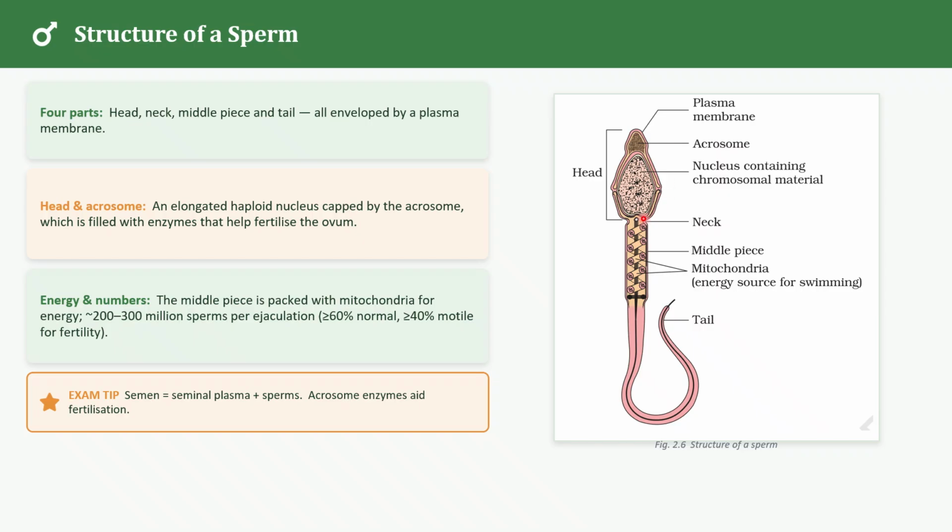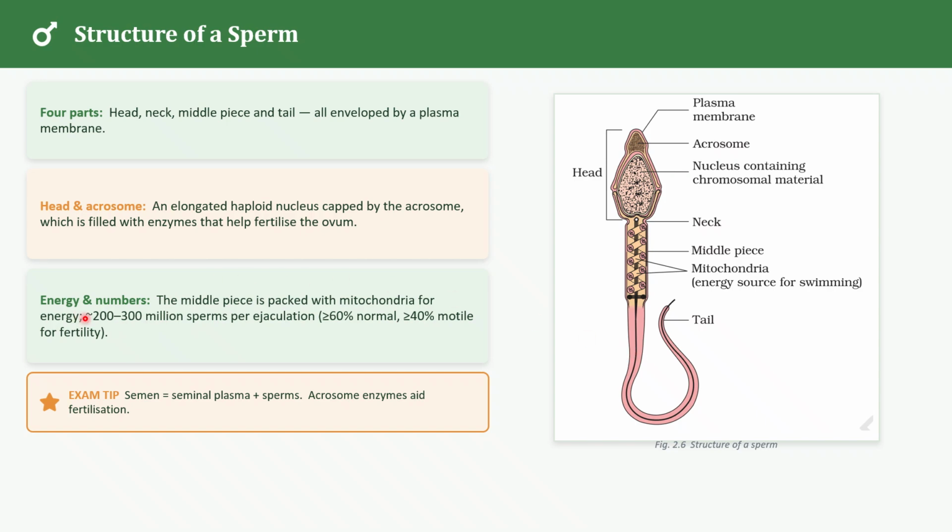And the neck region connects the head to the middle piece, and the middle piece is rich in mitochondria. That is why it produces ATP, which is very important for the movement process. And the tail region helps the sperm swim towards the ovum.